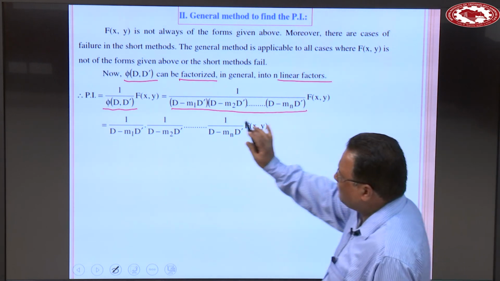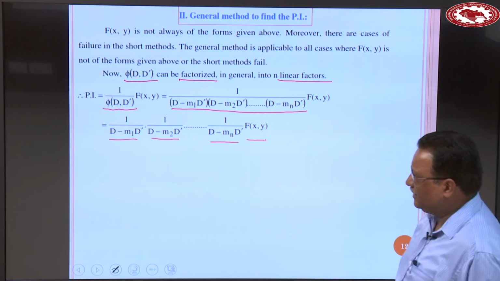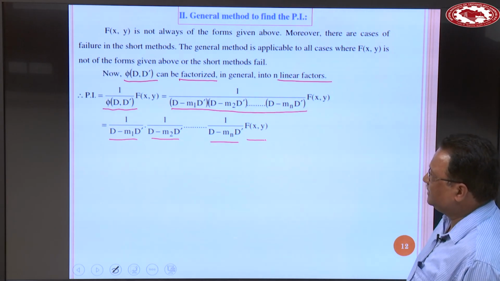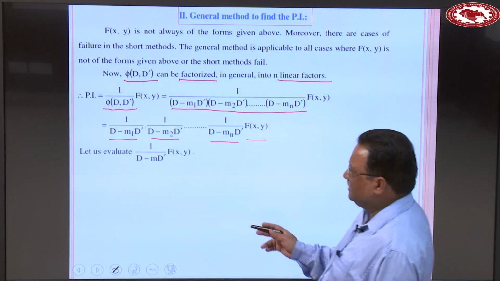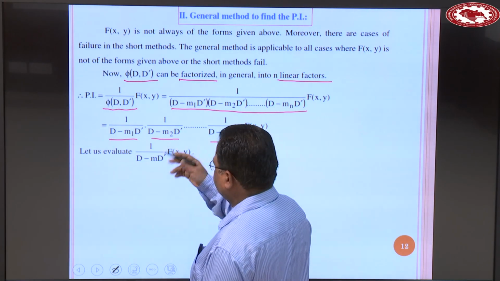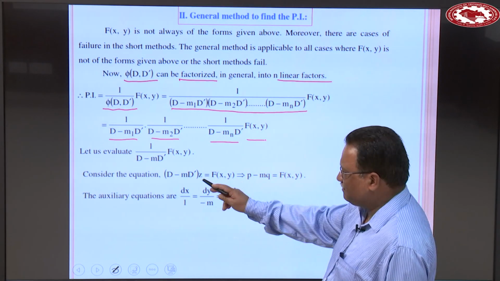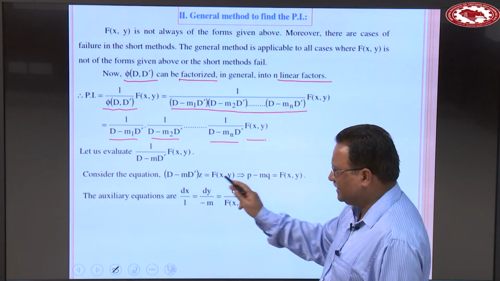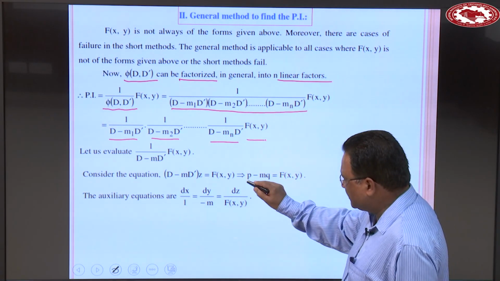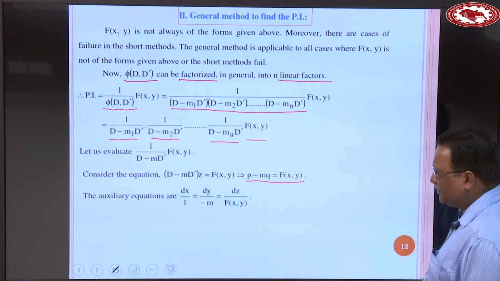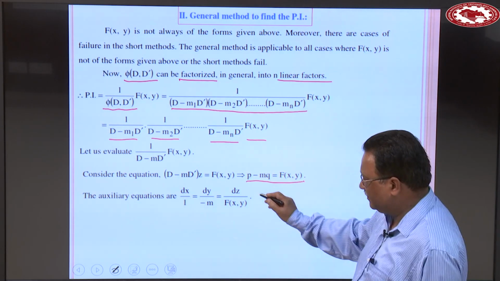And you can then write it separately in this manner. Clear? 1 over D minus m1 D dash, 1 over D minus m2 D dash, up to 1 over D minus mn D dash, f(x,y). Let us evaluate this one. Let us evaluate the general 1 over D minus m D dash f(x,y). Consider this type of result, D minus m D dash z is equal to f(x,y). Let us solve one factor and see. So this one is p minus m q is equal to f(x,y). That one is Lagrange's differential equation. Its auxiliary equations are these.